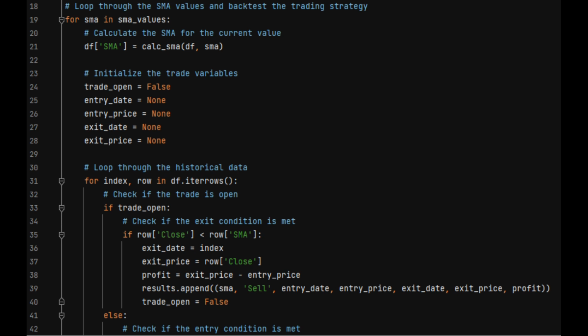The if statement in line 35 iterates through the dataset if a trade is open. If the close conditions are met, in which the close price drops below the SMA, then the trade open signal is set to false and the trade is closed.